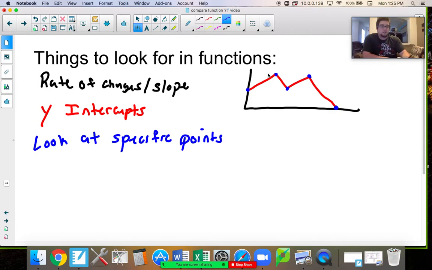As well as if you have a picture like this, you want to see how many sections there are. In this case, there's 1, 2, 3, 4 different sections to this graph that we want to keep track of. And then continuing on, something we're going to talk about when we start analyzing some functions, but some things to look for.